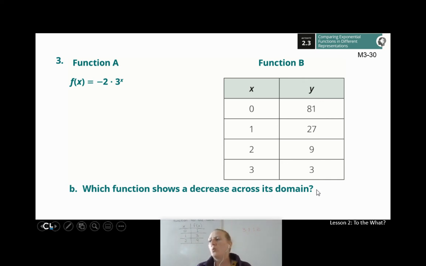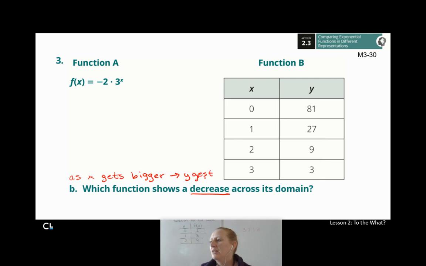Ooh, which function decreases across its domain? Okay. This means when we're saying decreasing, let me write this a little bit better. So what we're saying by decreasing is as x gets bigger, that means that y gets smaller. Okay, so make a little note of that. All right, so as x gets bigger, y gets smaller.